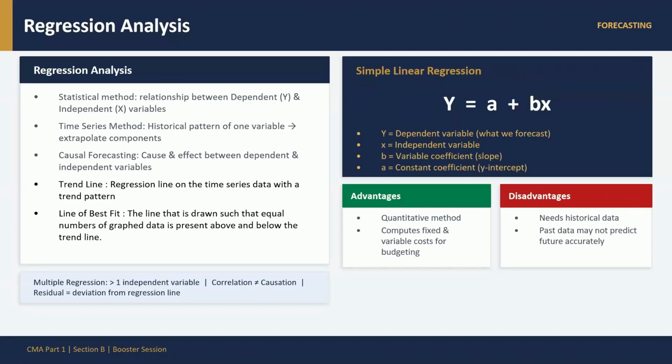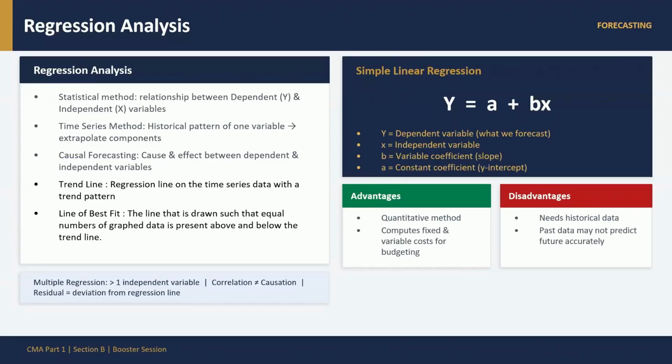Got it? So then comes a line of best fit. Once you look at the graph, you will come to know the regression line. Then comes the line of best fit. Why do we call it a line of best fit? When you draw a regression line, if there are equal number of points above and below the line.